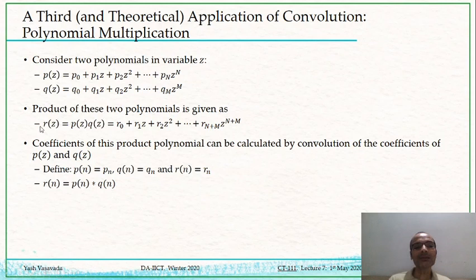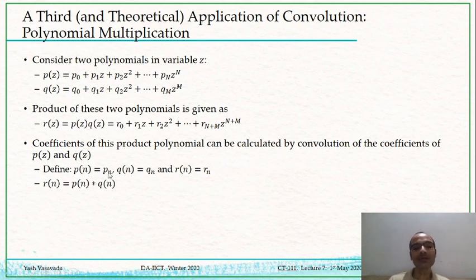It turns out that if you want to multiply these two polynomials, p of z times q of z, obviously you will get another polynomial r of z, and the order of this polynomial will be n plus m. This polynomial will have its own coefficients r0, r1, r2, and so on. It turns out that these coefficients r0, r1, r2 can be computed by convolving the coefficients of p of z and q of z.